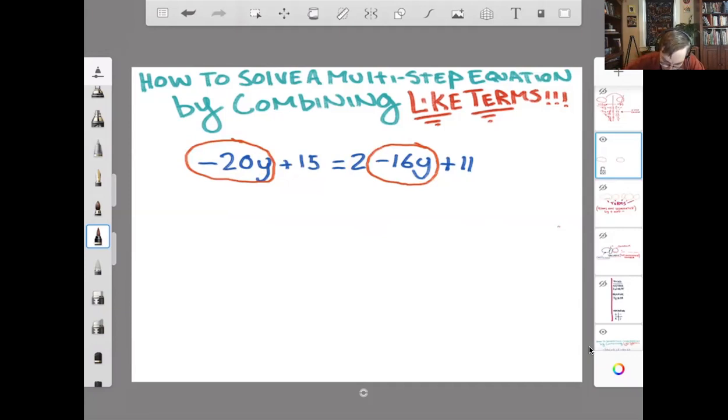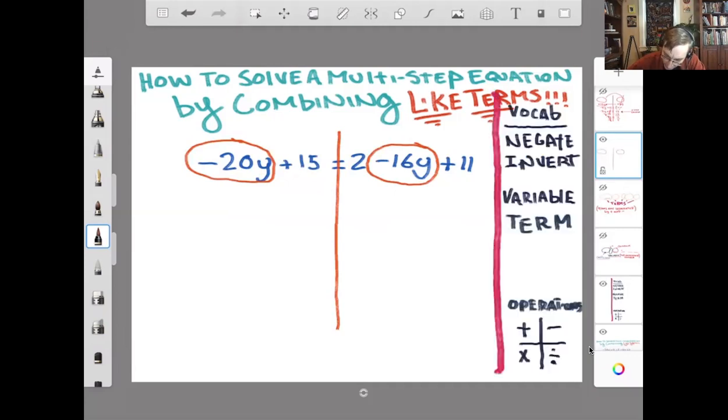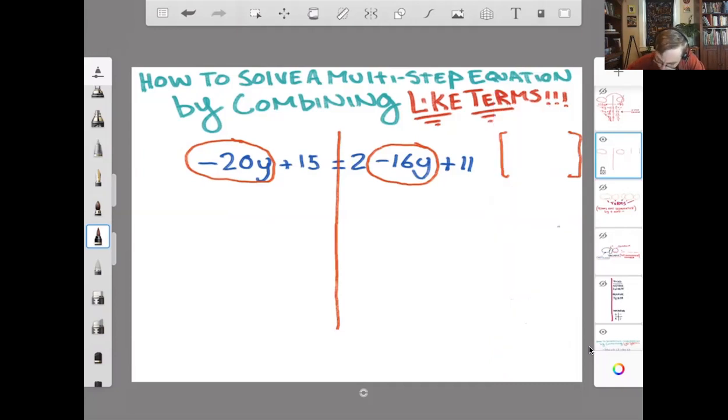And in order to combine them, you have to be mindful of the fact that they are on opposite sides of the equal sign. And since they are on opposite sides of the equal sign, you need to use all the cool stuff you've been learning in order to solve this. So we've been looking at some vocab, right? Negate and invert. Negate means to get rid of, and invert means to do the opposite of. In order to negate terms, you need to invert them.